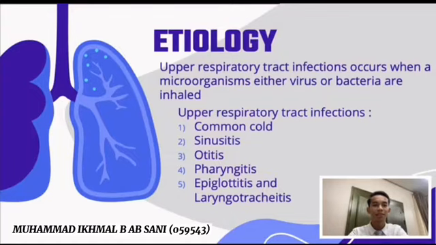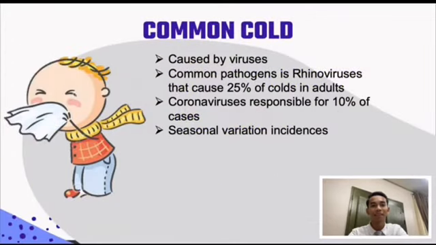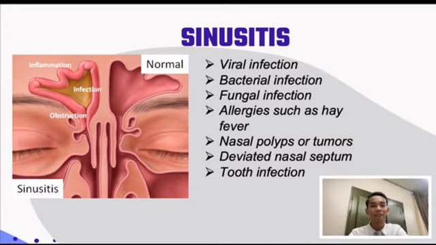Etiology: upper respiratory tract infection is caused by a culprit virus or bacteria directly invading the inner lining of the upper airway. There are different diseases, which are the common cold, sinusitis, otitis, pharyngitis, epiglottitis, and laryngotracheitis. Common cold: it is caused by viruses. The common pathogens are rhinoviruses. Coronaviruses are also responsible for 10% of common cold cases, and some cases show seasonal variation. Sinusitis: it is caused by viral, bacterial, and fungal infection, and it can also be caused by allergies, nasal polyps, deviated nasal septum, and tooth infection.